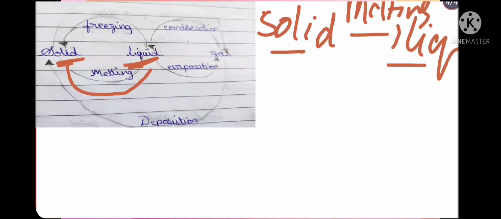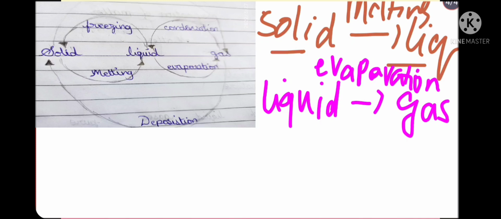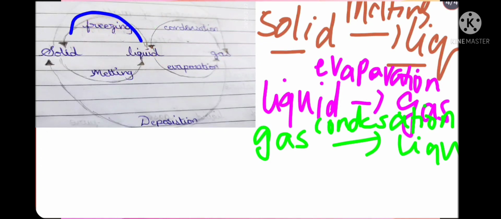So let's see the other one. When a liquid changes into gas, it's called evaporation. The process of converting liquid to a gaseous state by boiling is known as evaporation. Now let's see another one. A gas changing into liquid is called condensation. The process of a gaseous state converting into the liquid state by cooling is known as condensation. While liquid converting into solid is called freezing.